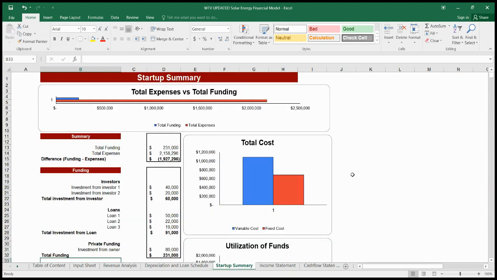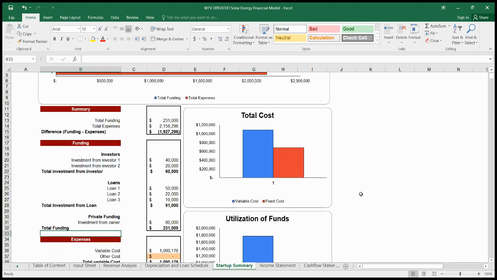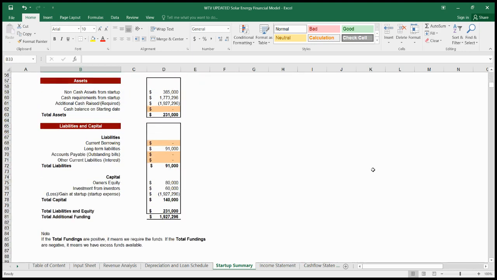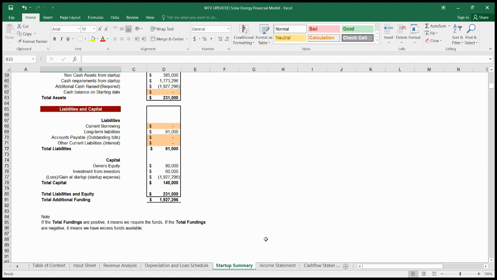And after that, we have a startup summary. The startup summary tells about the utilization of funds against the total expense. As you can see, this complete sheet describes the utilization of funds.